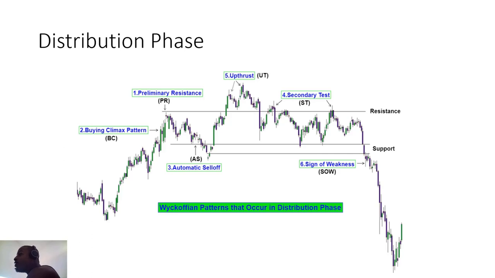Okay. Number three is the automatic sell-off, AS, right here. The automatic sell-off is basically the downward move that forms after the buying climax has happened. That is the underlying selling interest that causes the price to fall a little bit lower. But quickly the price will rise back, and the low of the sell-off typically becomes the support of the distribution range. You can typically see that in the AS, the automatic sell-off area.